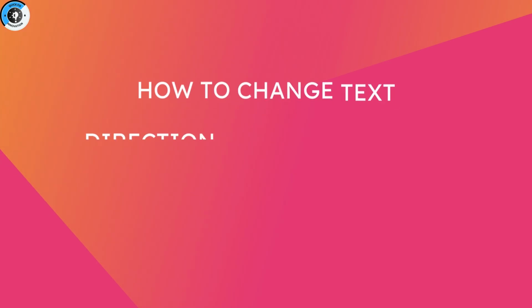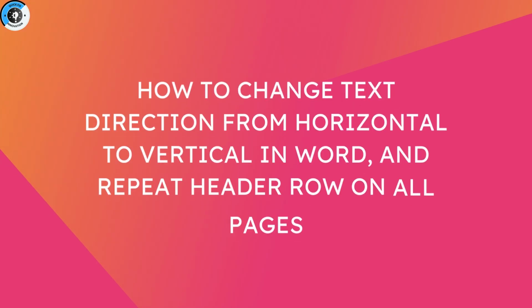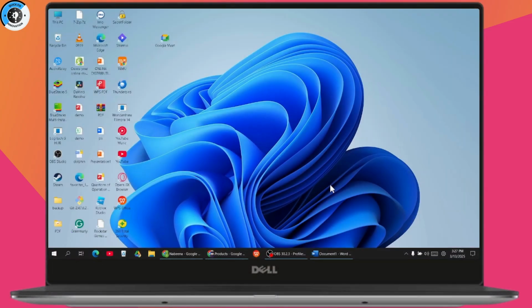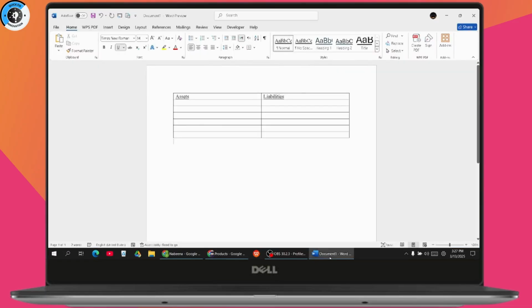How to change text direction from horizontal to vertical in Word and repeat header row on all pages. So if you want to change the text direction from horizontal to vertical in Word and repeat the header row on all pages, then you need to make sure that you have an internet connection. After that, you can open up your Word document.